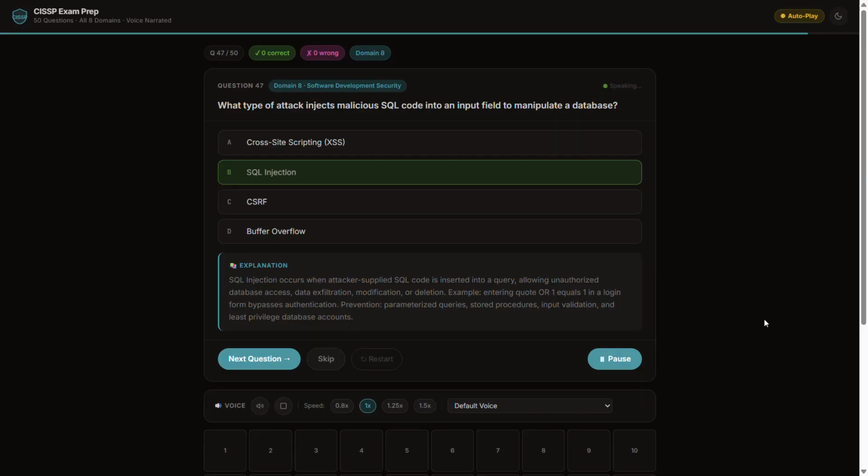Correct answer: B. SQL injection occurs when attacker-supplied SQL code is inserted into a query, allowing unauthorized database access, data exfiltration, modification, or deletion. Example: entering ' or 1=1 in a login form bypasses authentication. Prevention: parameterized queries, stored procedures, input validation, and least privilege database accounts.